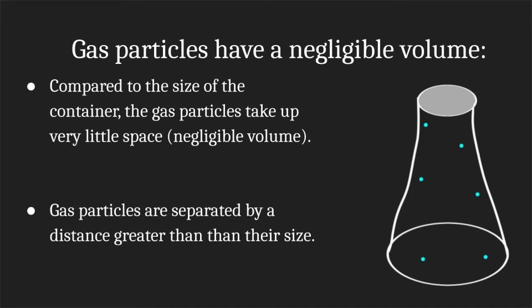So first, gas particles have a negligible volume. This means that compared to the size of the container, the gas particles take up very little space. So you see the 6 blue dots, the gas particles in that flask, take up nearly none of the space inside of it. And the other piece of this is that gas particles are separated by a distance greater than their size. The distance between the blue dots is much larger than the dots themselves.